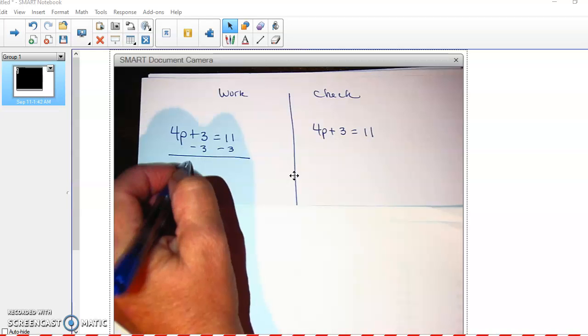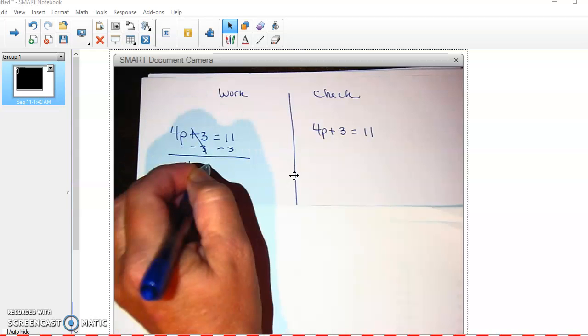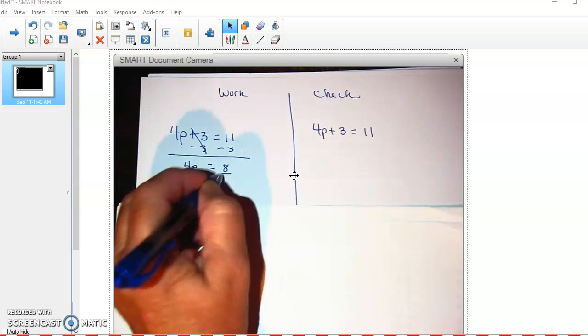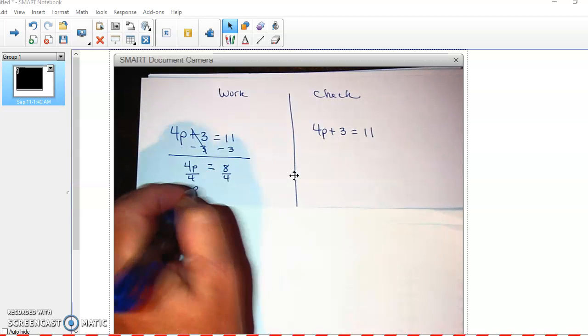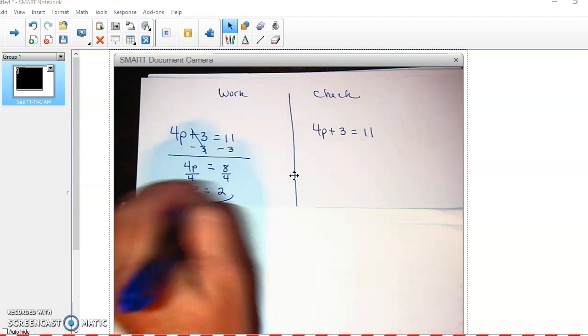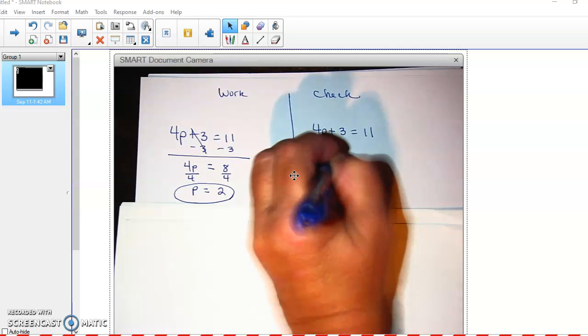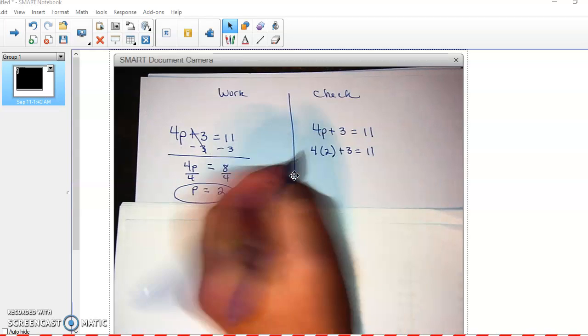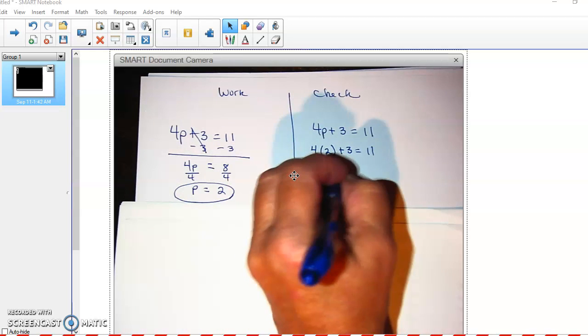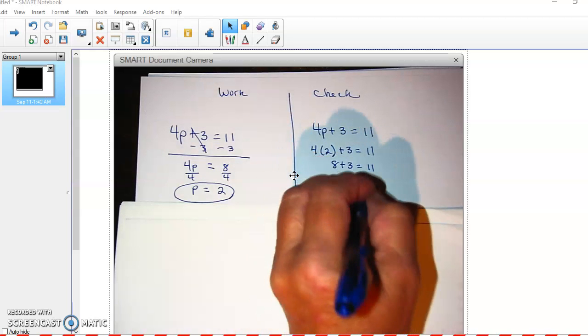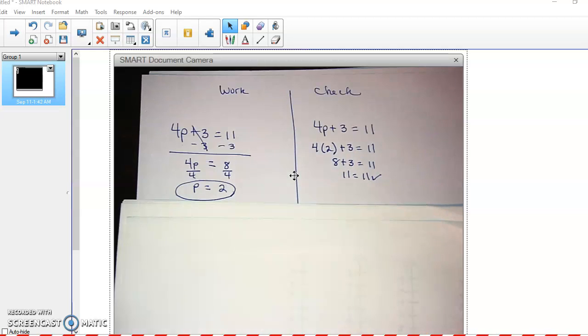So now you bring down 4p, just to cancel that out, equals 8. We're going to divide both sides by 4 to get the variable by itself, and p equals 2. We're going to go back over here, and we're going to check, substitute in, and 4 times 2 is 8. 8 plus 3 is 11. That balances so that p equals 2 is correct.